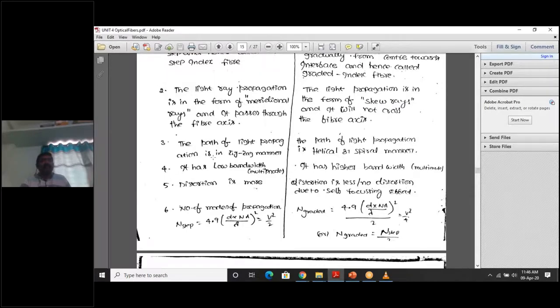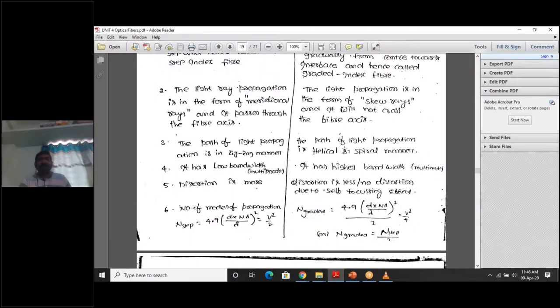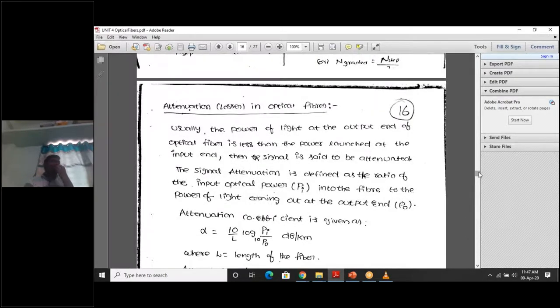The path of light propagation is in a zigzag manner. Here it is very clear. This is called a zigzag path. In this graded index optical fiber, the light ray goes like a spring, which means a helical or spiral manner. Distortion is more in step index optical fiber. Distortion is less in graded index, which means the dispersion value is very, very low. So this is the comparison between single mode and multimode step index optical fibers, and step index and graded index optical fiber.